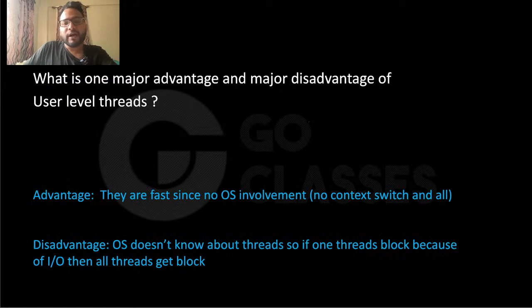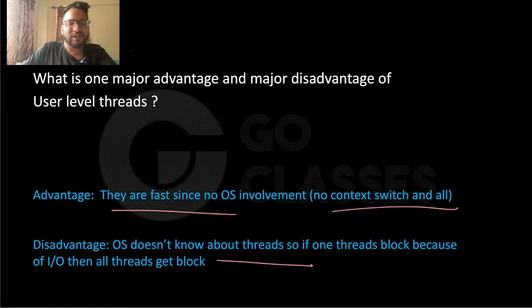Great. Now let's solve this question. What is the major advantage and major disadvantage of the user level thread? Can anyone tell me? The advantage is that they are fast. As I said, this is the best advantage. No context switch and all. And what is the disadvantage? That the OS does not know about these threads. So there are advantages also, and disadvantages also.